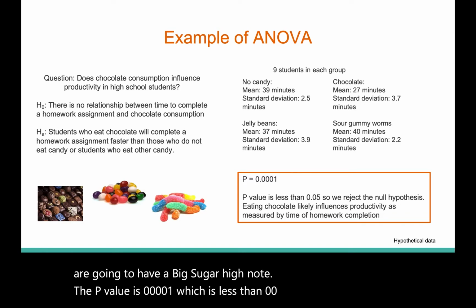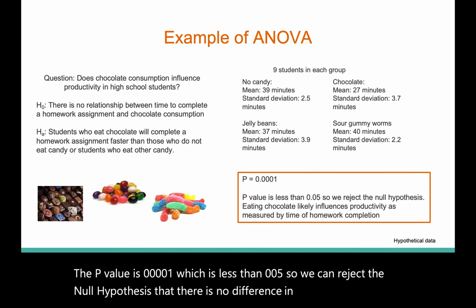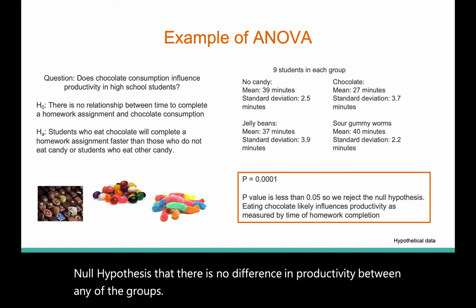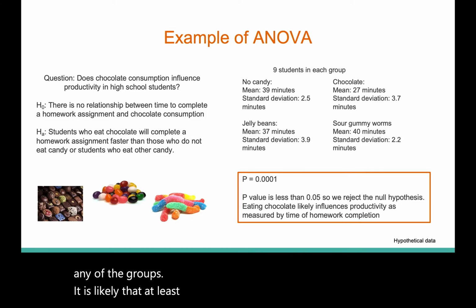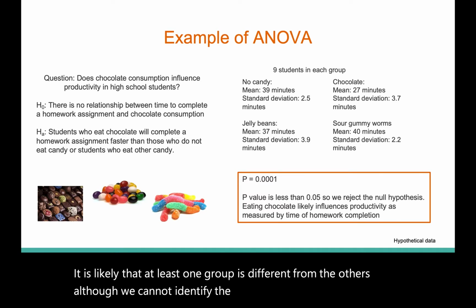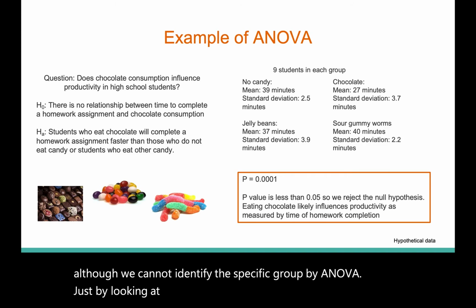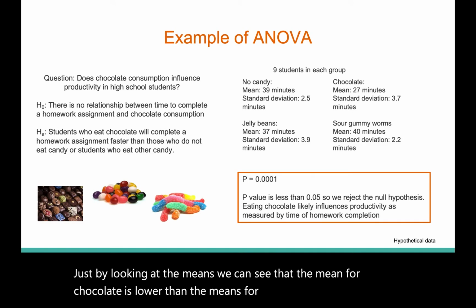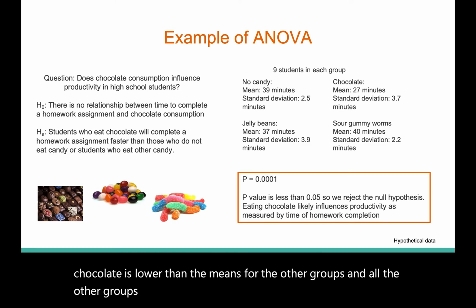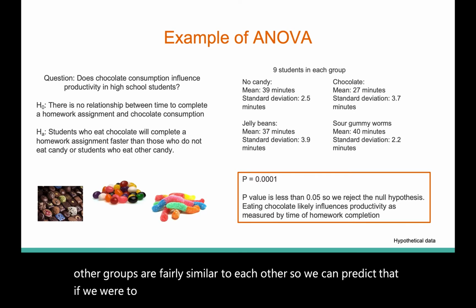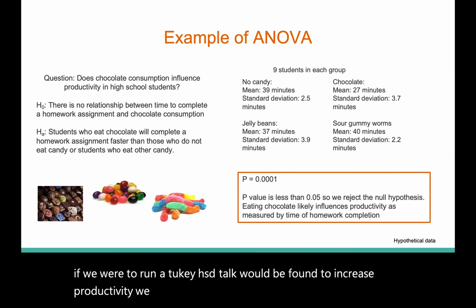So we can reject the null hypothesis that there is no difference in productivity between any of the groups. It is likely that at least one group is different from the others, although we cannot identify the specific group by ANOVA. Just by looking at the means, we can see that the mean for chocolate is lower than the means for the other groups, and all the other groups are fairly similar to each other. So we can predict that if we were to run a Tukey HSD, chocolate would be found to increase productivity. We cannot say that just from the ANOVA itself.